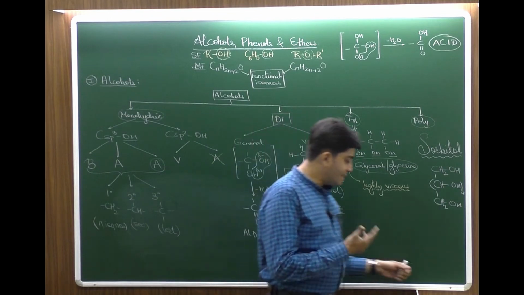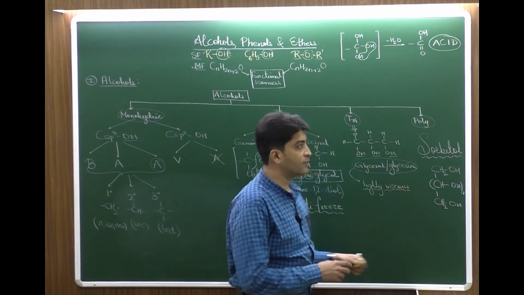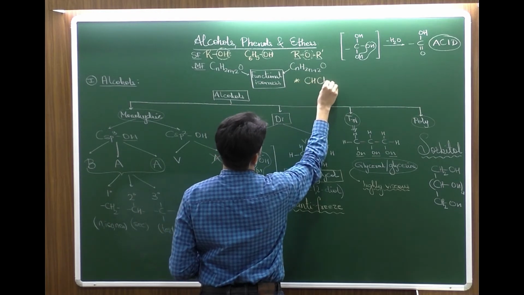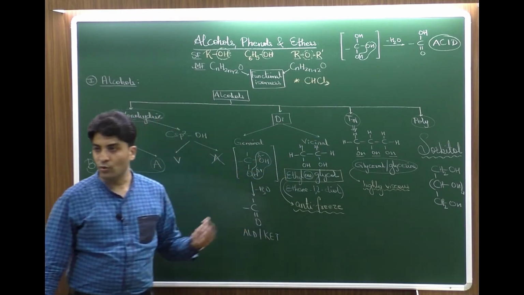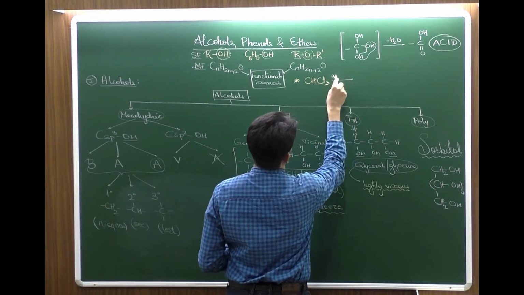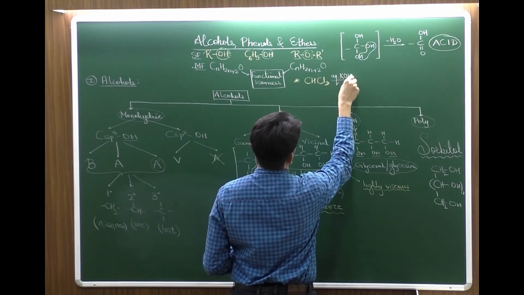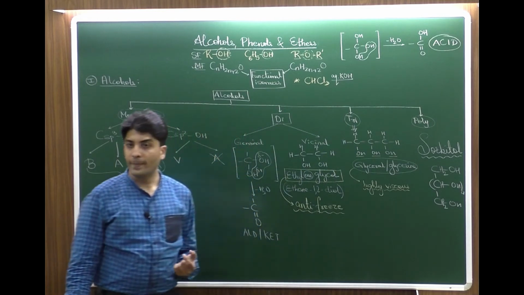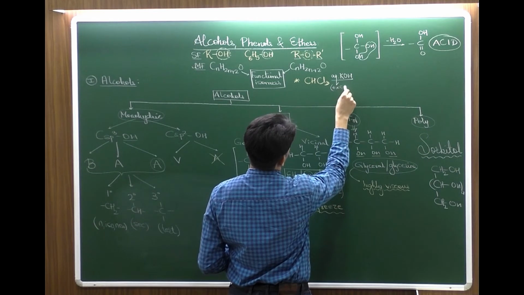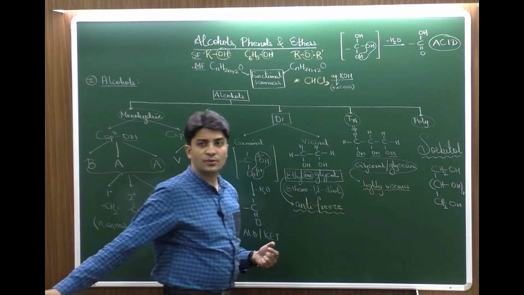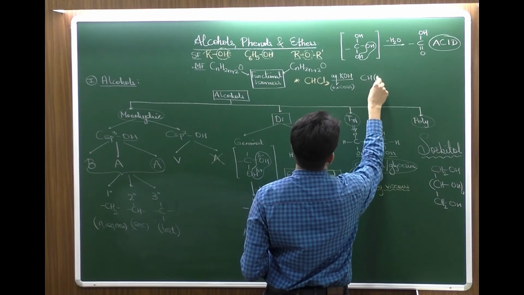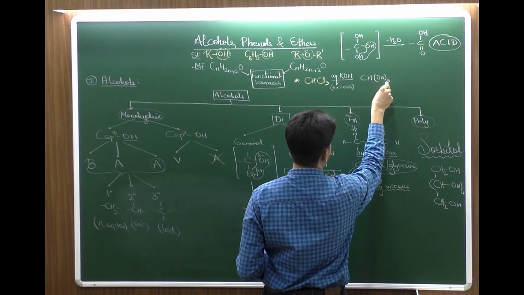So, how do questions come? I'll just discuss one very important example. CHCl3, that's chloroform. Now, if I treat chloroform with aqueous KOH, the Cl is going to get substituted by OH. But if I take the aqueous KOH in excess, all the Cl would be substituted by OH, and what we get is CH(OH)3.